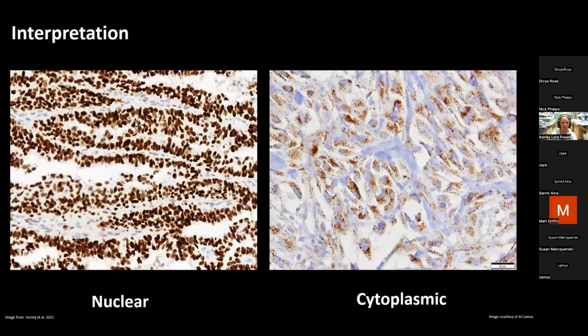So there are three common labeling patterns. There is nuclear, cytoplasmic, and membranous. And so they're pretty much self-explanatory. Nuclear, all the little nuclei are highlighted. So these were probably not the ones that were targeted, and that's why they're not marked.